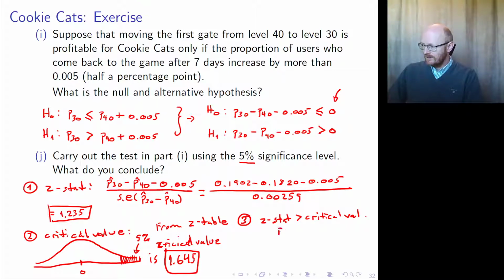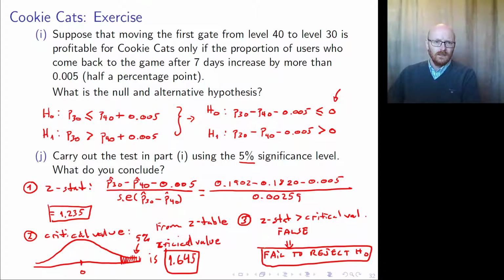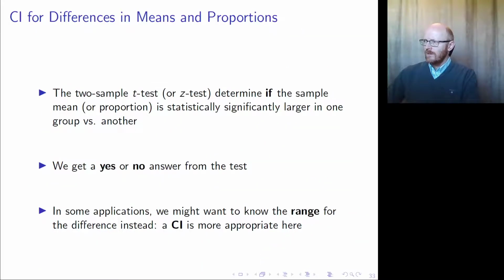And this is false, which means that we fail to reject H0. Okay, so we cannot say that the penalized difference in proportions is different from 0. So that's kind of like a yes or no answer, right?